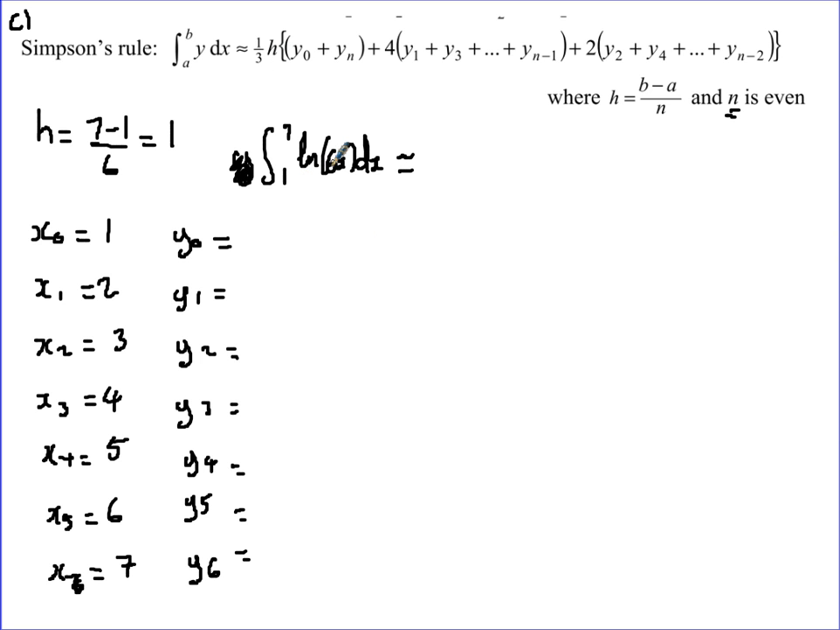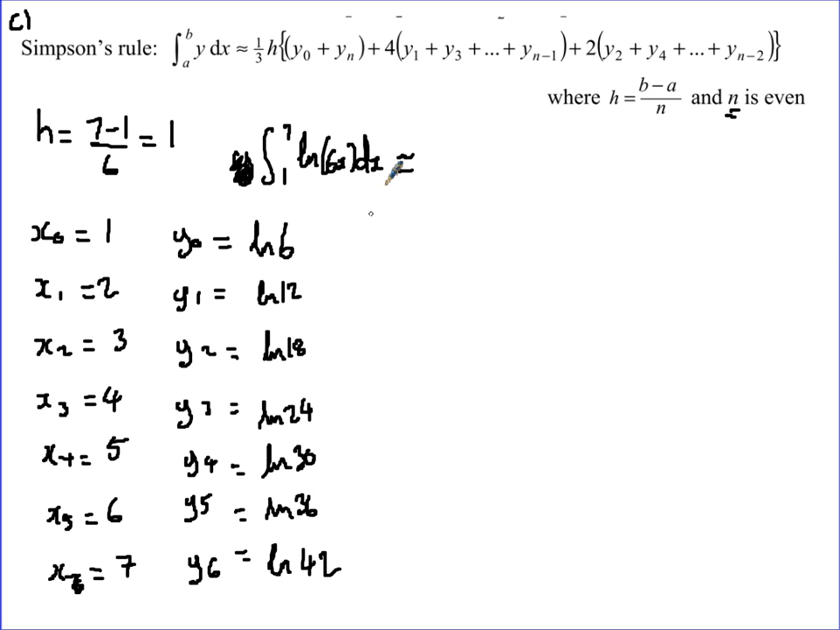So we're subbing in 1 into here first of all, so that gives us ln 6, subbing 2 in, ln 12, ln 18, ln 24, ln 30, ln 36, and then ln 42. We then use Simpson's rule, so it's a third of h. Now h we've worked out to be 1, so it's a third of 1, and then open bracket we've got y0, which is ln 6, and y6, which is ln 42.